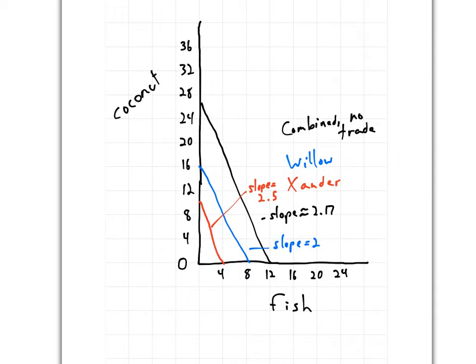Now, before we go on, I want you to notice something that's going to be important in the next slide. Xander's slope, the slope of his production possibilities curve, is 2.5. That's because for every fish he gets, it costs him 2.5. It's actually negative 2.5, but I'm just going to erase the negative because it doesn't matter for our purposes. And for Willow, the slope is 2, because for every fish she gets, it costs her 2 coconuts. That's why her lower slope means she has a comparative advantage in this, and Xander's higher slope means he has a comparative advantage in this.